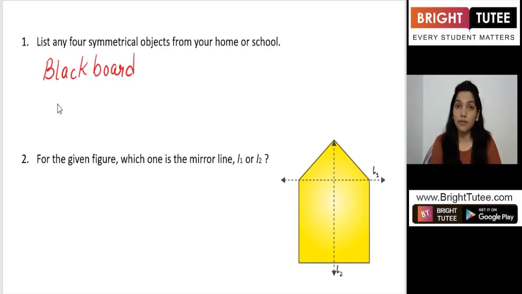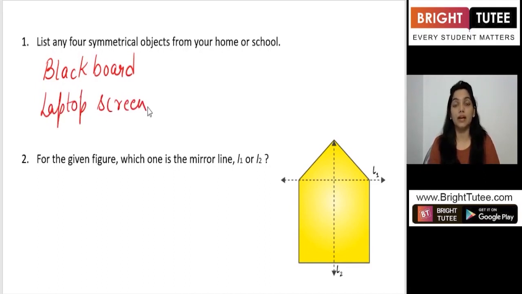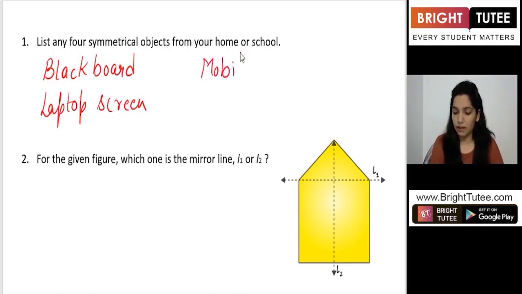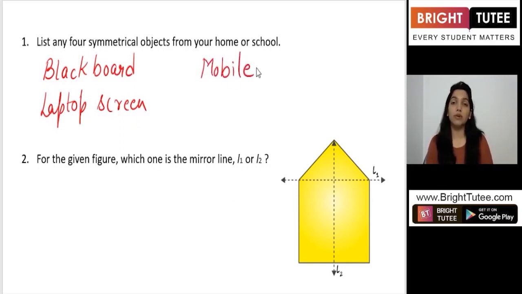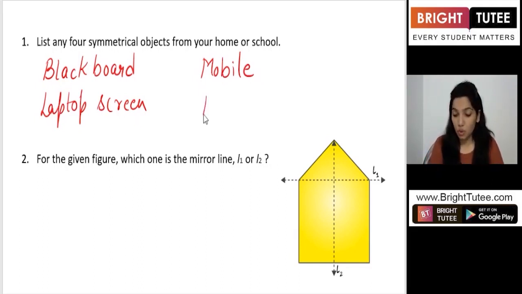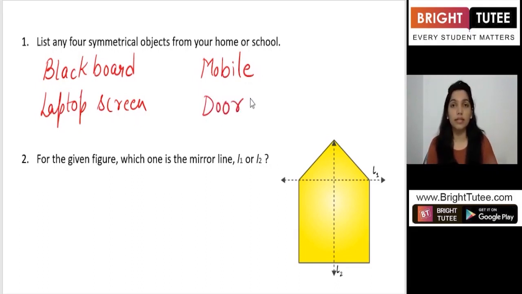Now what you are sitting in front of is a laptop screen. The laptop screen is definitely rectangular, so it is again a symmetrical object. Now what you must be using very much is your mobile phone. The mobile phone is rectangular in shape, so it's a symmetrical figure. The doors that you have are also symmetrical, rectangular in shape. Mostly all the things around you are symmetrical.